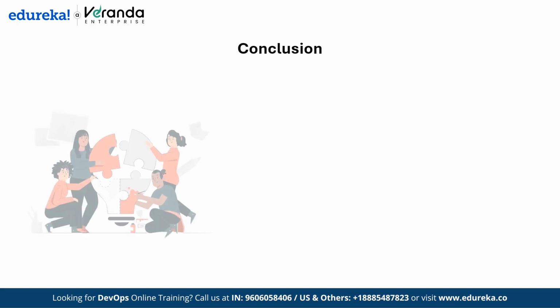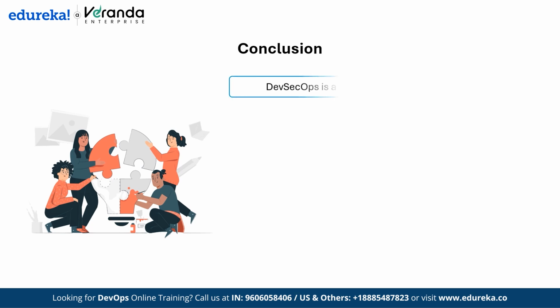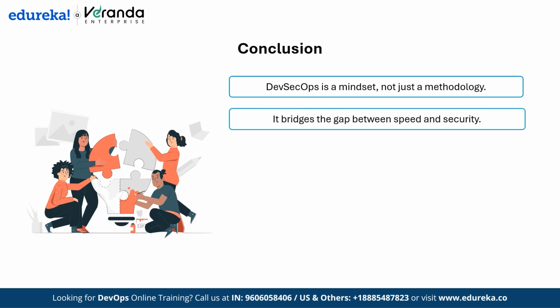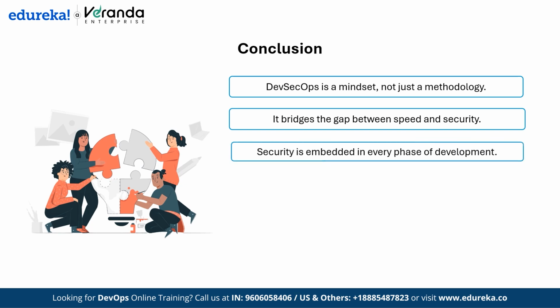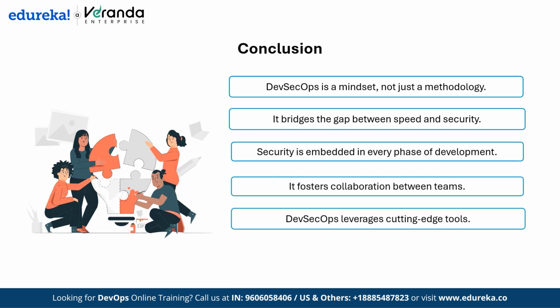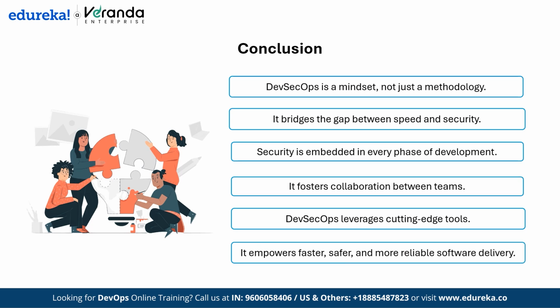As we have journeyed through the concepts, practices, and benefits of DevSecOps, one thing is clear. It's not just a methodology, it's a mindset. DevSecOps bridges the gap between speed and security, ensuring that innovation isn't hampered by vulnerabilities. By embedding security into every phase of development, fostering collaboration, and leveraging cutting-edge tools, DevSecOps empowers organizations to deliver faster, safer, and more reliable software.